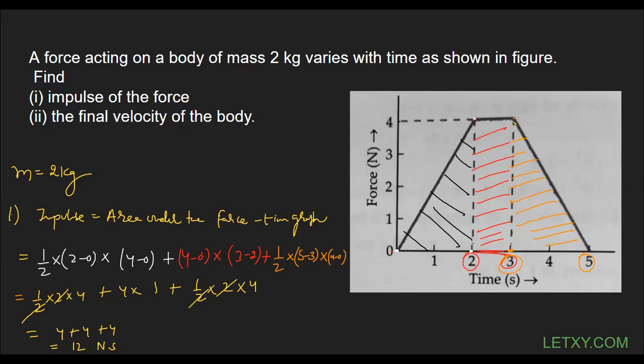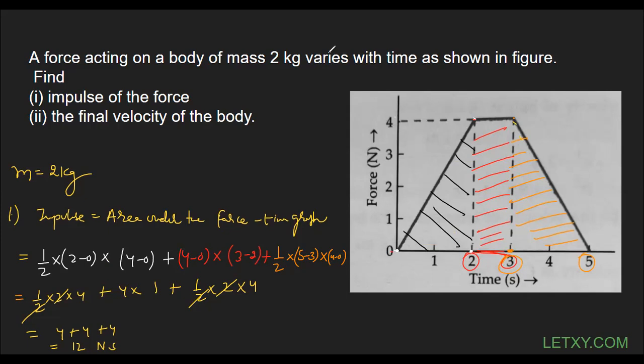So this is the first part of the question you need to understand. The second part is saying the final velocity of the body. We need to calculate the final velocity. So, there are two formulas for the impulse. Number one is called the force into time. The second one is called the change in momentum, right? As per the impulse momentum theorem, you must have read this, right?